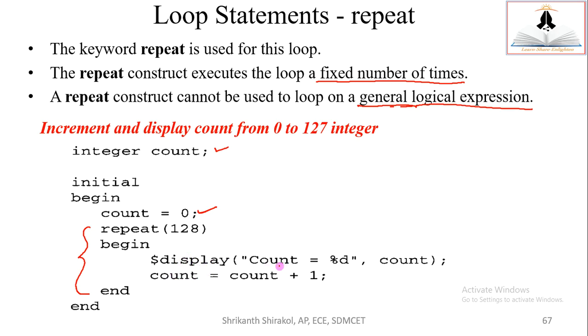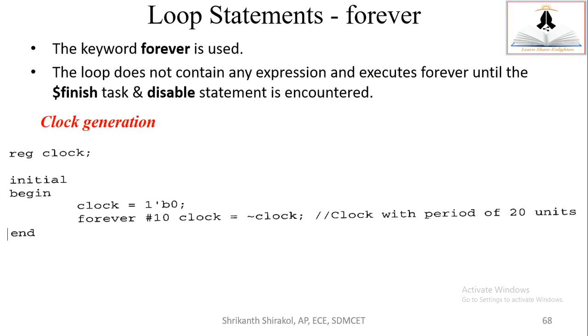The display command displays the count value, and soon after displaying it will increment, and again 128 times it has to repeat. For example, from 0 it starts, 0 is printed, 0 plus 1 is 1, again 1 is printed, 1 plus 1 is 2, again 2 is printed, 2 plus 1 is 3. Like that, it continues for 128 times. So this is how the repeat statement executes.